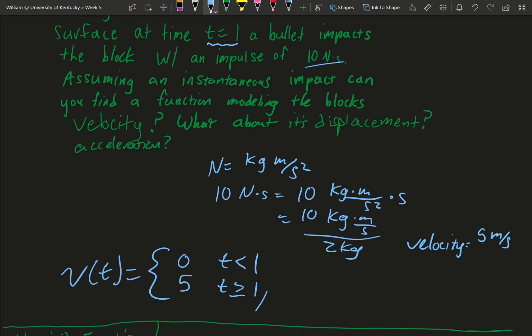Next, we're asked to do the same thing with its displacement. So we can see if we just integrate this. Again, before time t equals 1, we're not moving, so we're just going to be sitting at the 0 position. If we integrate 5, we get 5t plus c. Because we start moving at time t equals 1, we need to be at 0 still at time t equals 1, so we subtract 5. That's solving for c.